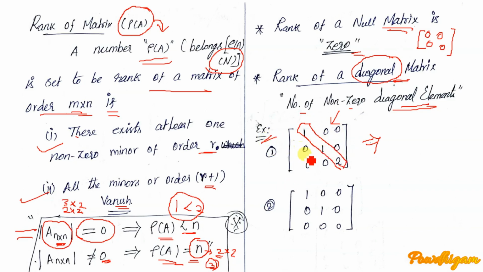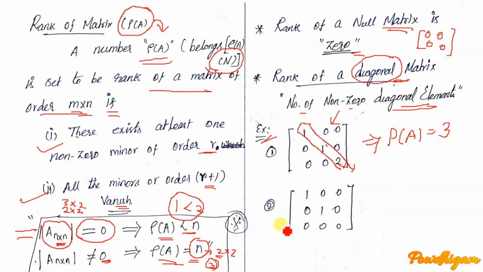So take the first example for this. Here it is a diagonal matrix because only the diagonal elements are non-zero, and the remaining are 0. So we are calling this a diagonal matrix. See here, the number of non-zero diagonal elements is 1, 2, 3. So 3.